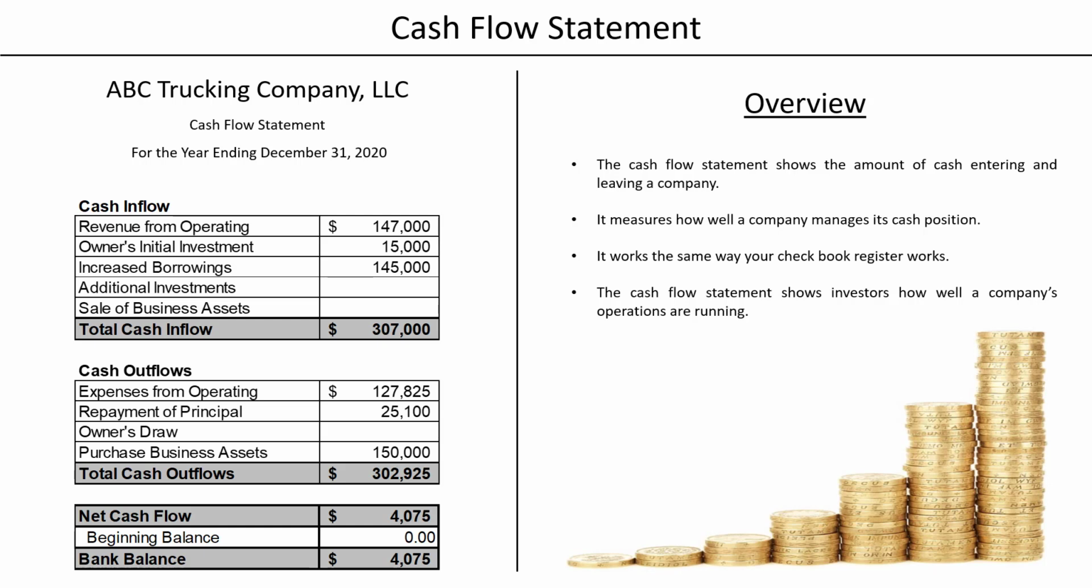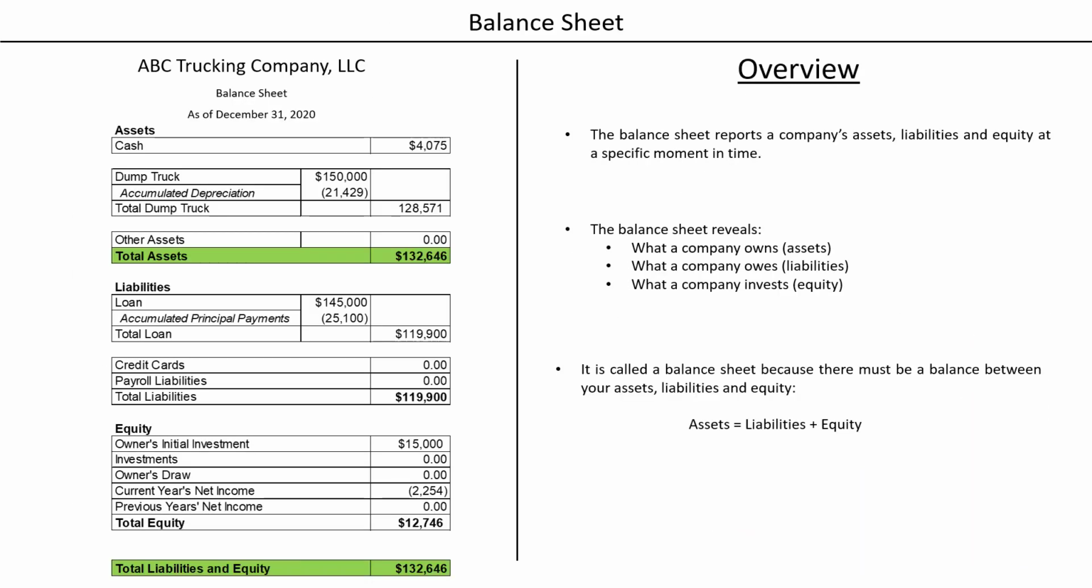Now let's talk about the last financial statement, the balance sheet. So the balance sheet shows what a company owns, its assets, what it owes, its liabilities, and its investments, the equity.